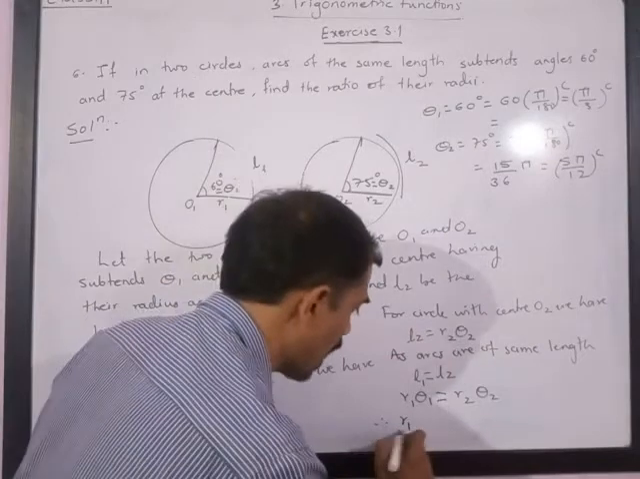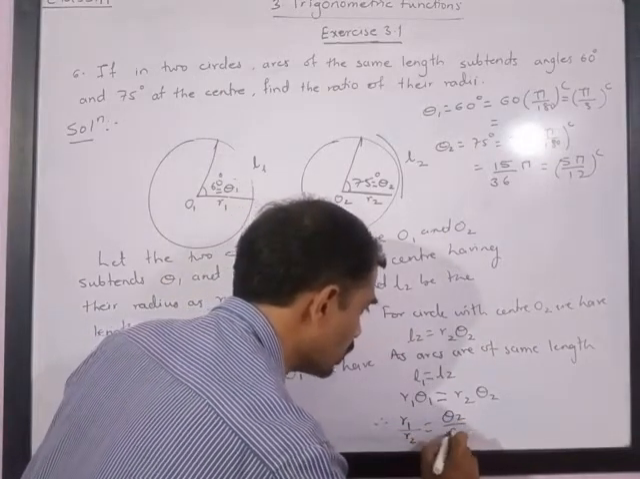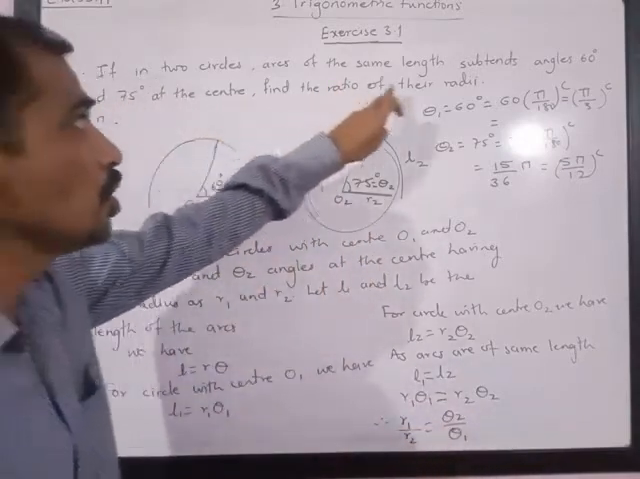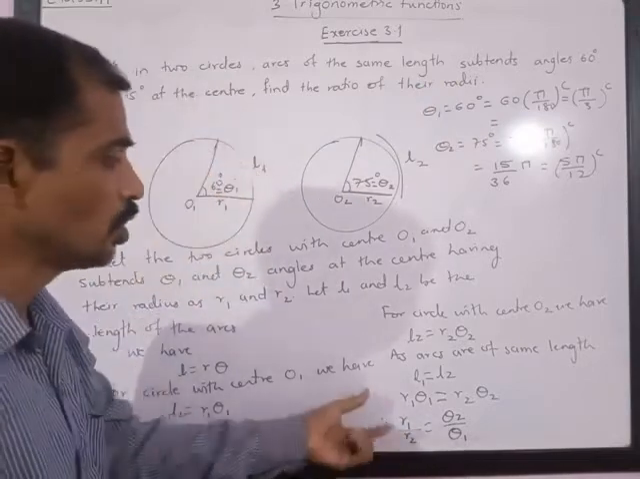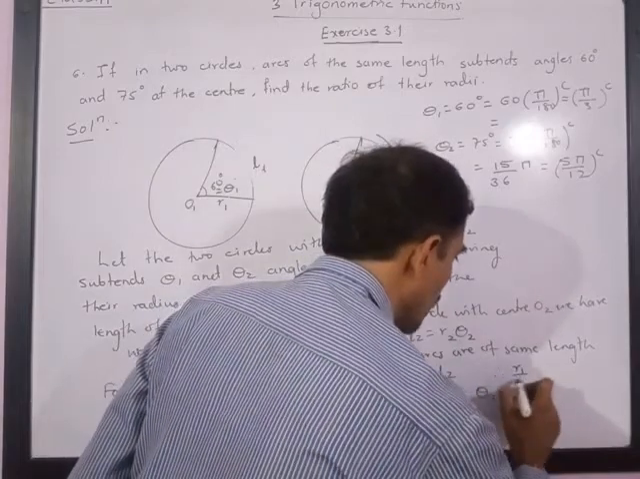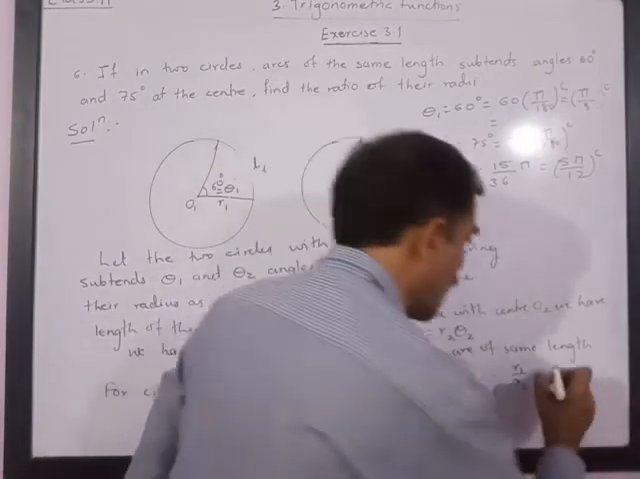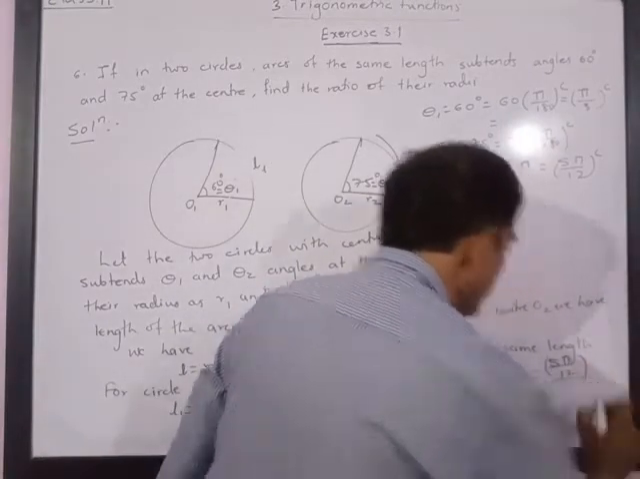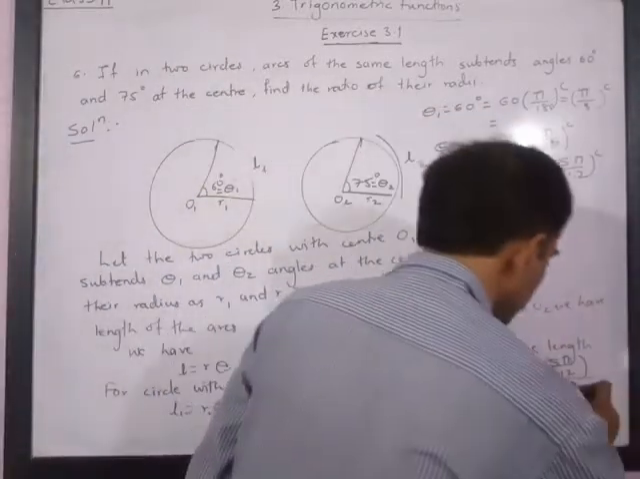So r1 upon r2 is equal to theta 2 upon theta 1. Please note, we are asked to find the ratio of their radii, which means we are asked r1 upon r2. Therefore r1 upon r2 is equal to theta 2, which is 5 pi upon 12, and theta 1 is pi upon 3.